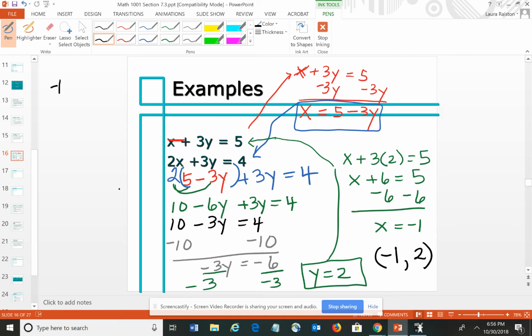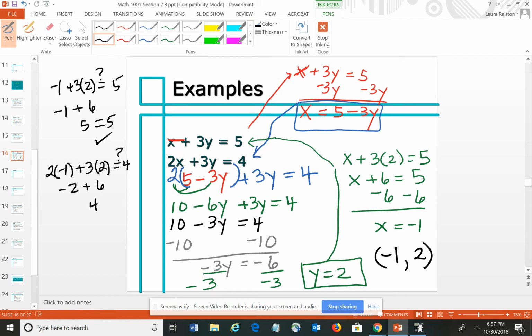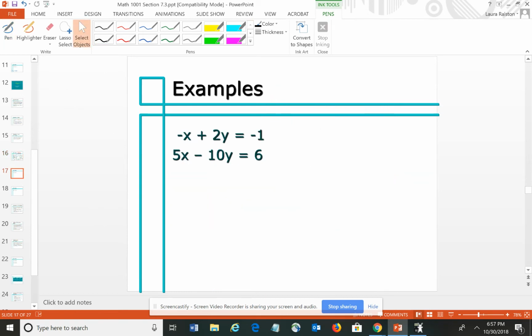And again, then you can mentally check or go off to the side and check. We would have negative 1 plus 3 times 2, and that's supposed to be 5. So that's negative 1 plus 6. 5 does equal 5. It works. 2 times negative 1 plus 3 times 2, and we hope that that's 4. So we have negative 2 plus 6. So 4 does equal 4. It also works in the second one. So I know without a doubt that the solution is -1, 2. Now, again, it's a lengthy process, but just walk it through.